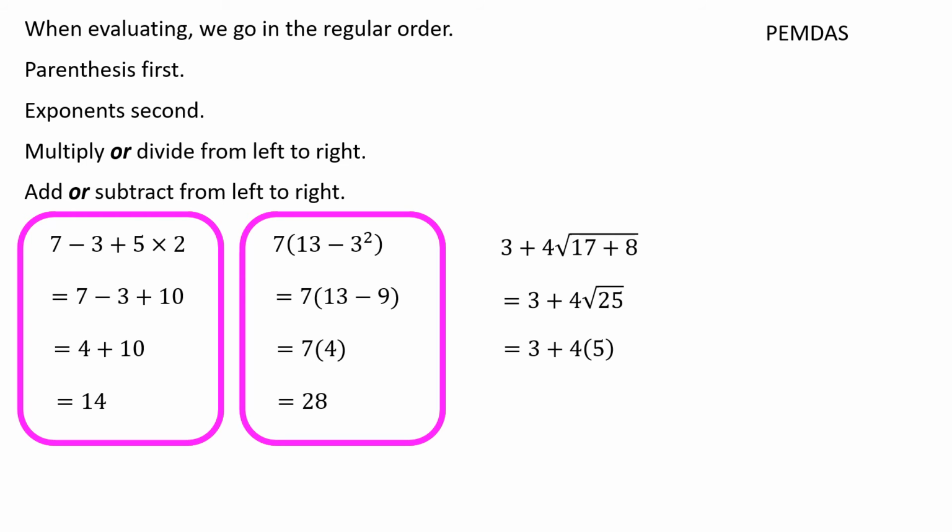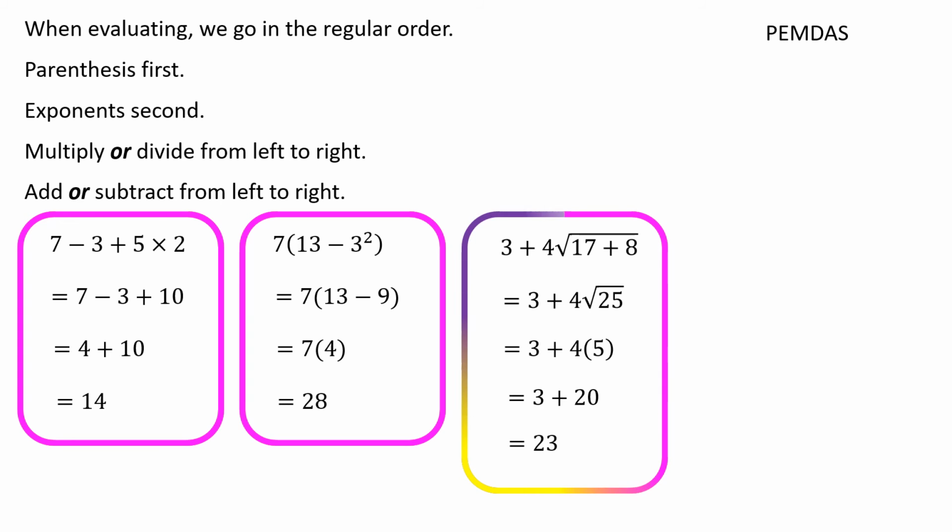Now I can look for any multiplying or dividing. I see 4 times 5. 4 times 5 is 20. Finally, 3 plus 20 will get me 23. That's the answer to the final example.